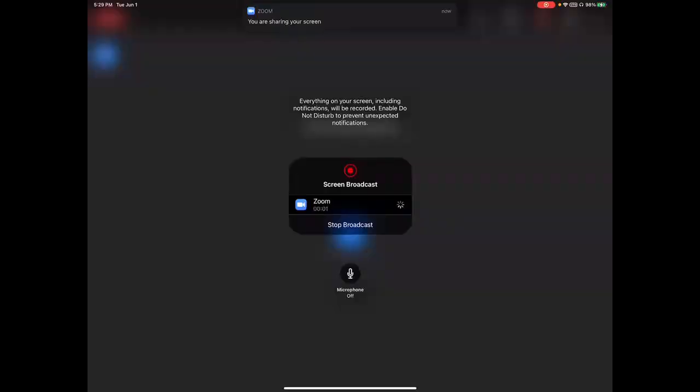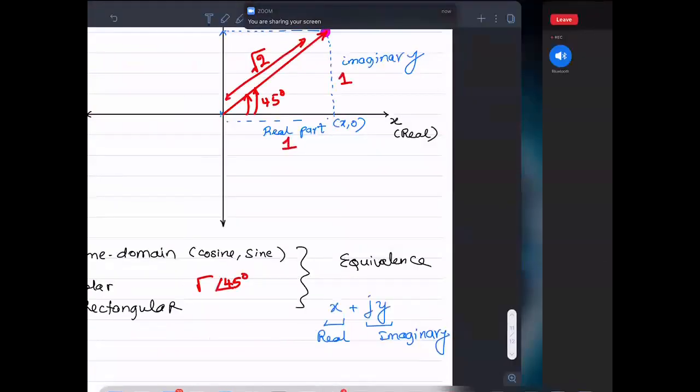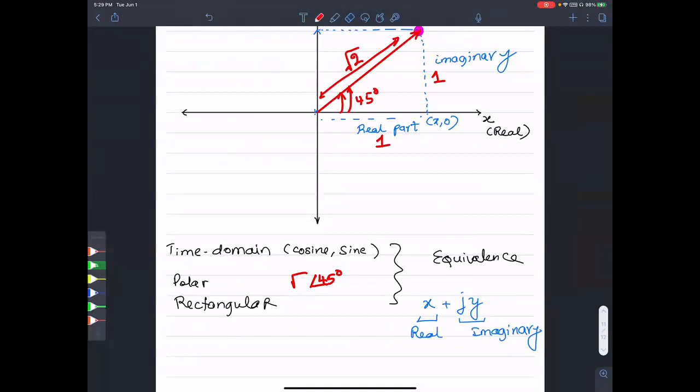Okay, so what were we last discussing? What was the topic that we were discussing the last time, the polar form? Okay, so you get the idea, right? So how do you think I arrived at this square root of 2 for the amplitude or the magnitude?